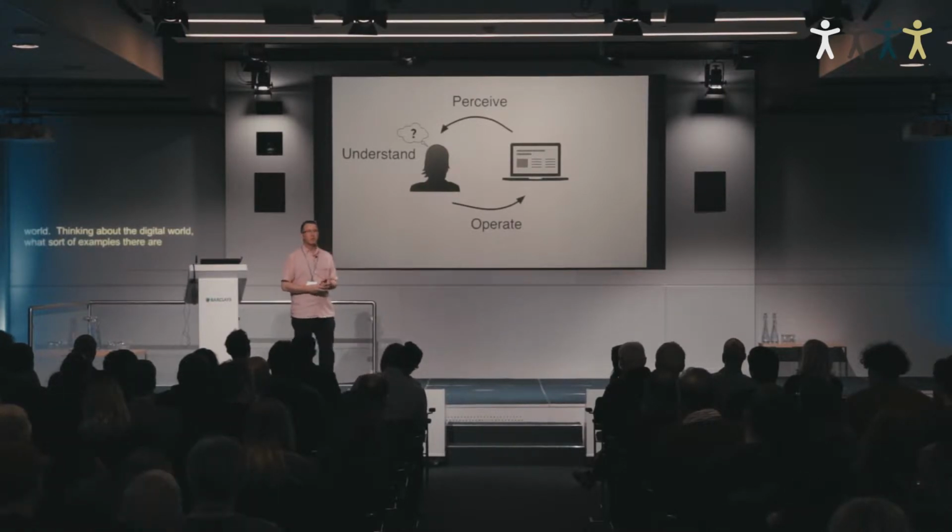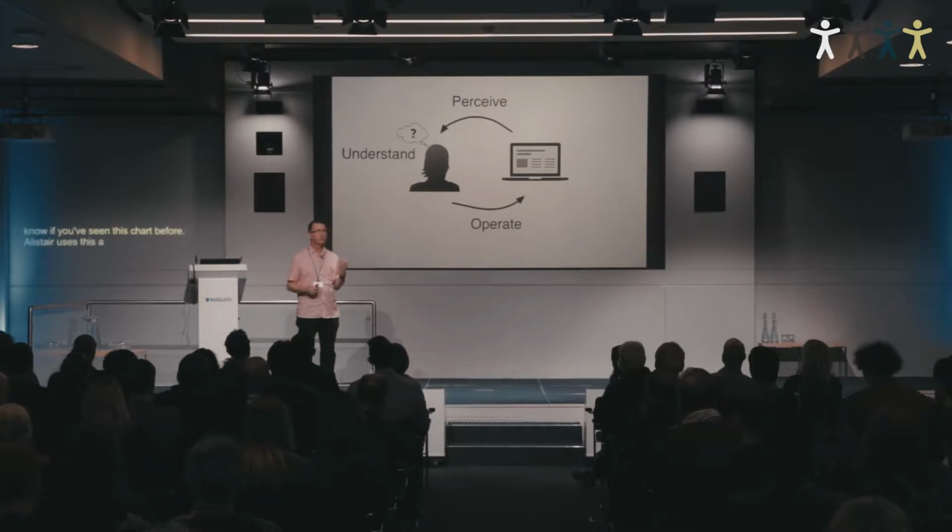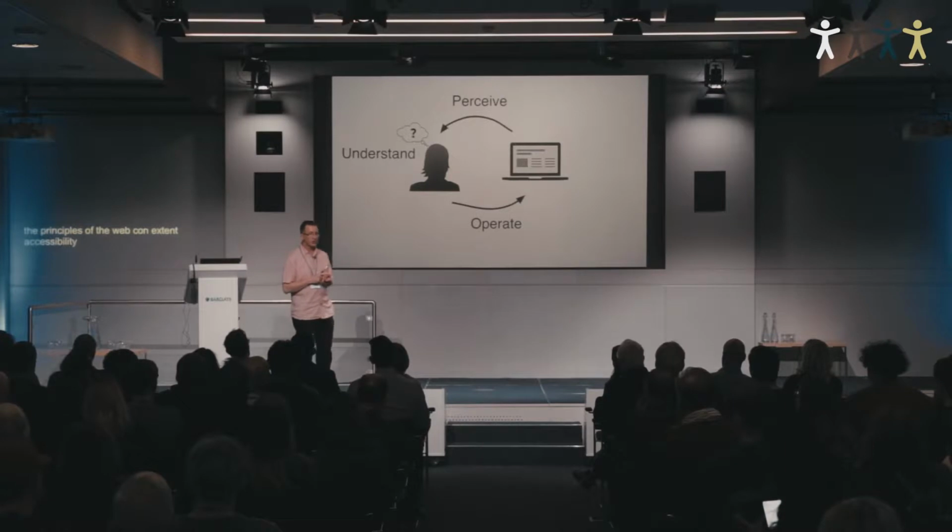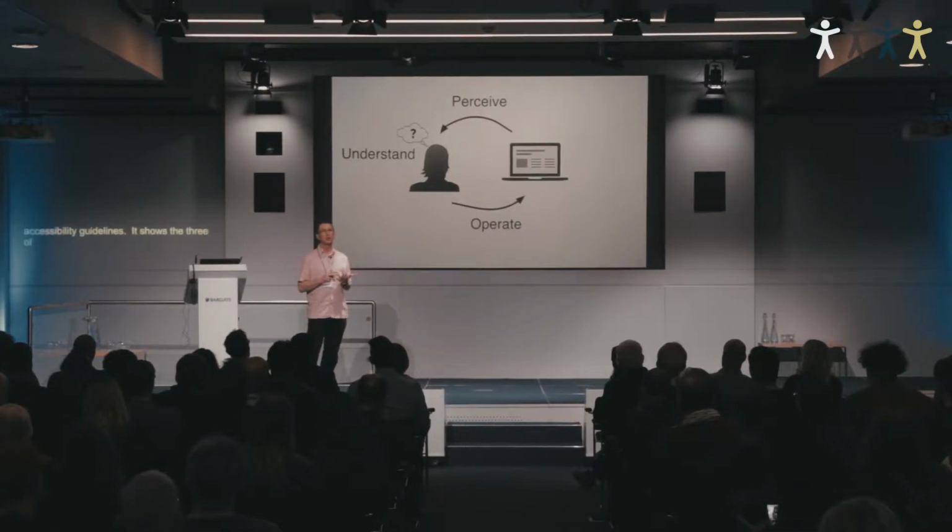I don't know if you've seen this chart before, Alistair uses this a lot, and it helps to explain the principles of the Web Content Accessibility Guidelines. It shows the three of them there: perceive, understand, and operate. The fourth one is robust, which is about the technology side of things. In terms of the three principles, perceiving is being able to receive information through one of your senses, either through the sense of sight, hearing, or touch. Those are the three senses that you would receive information through.